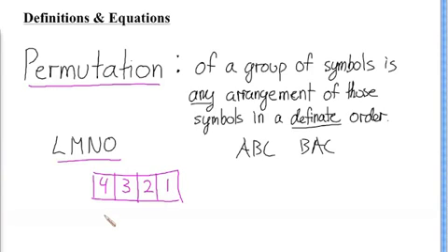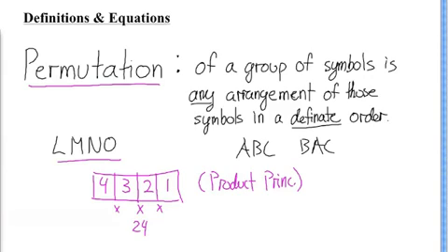Using the product principle, which we learned about in Section A, I'm going to multiply these different paths together, right? I can multiply 4 times 3 times 2 times 1, and that's going to get me 24 different permutations.